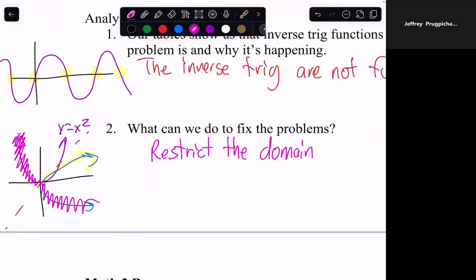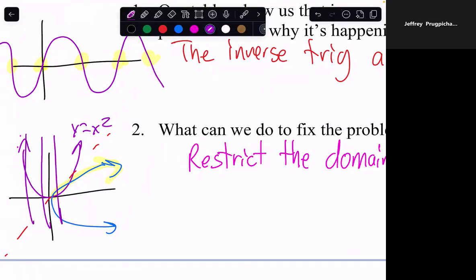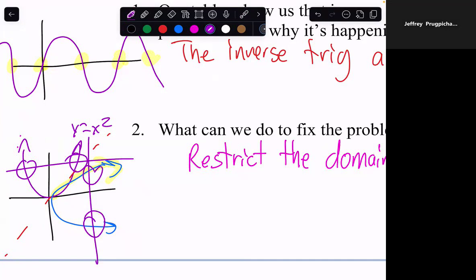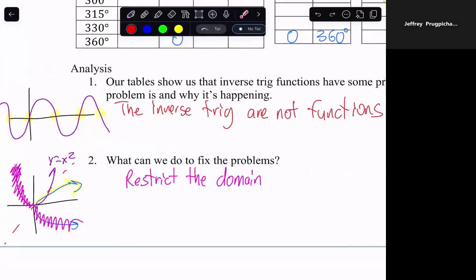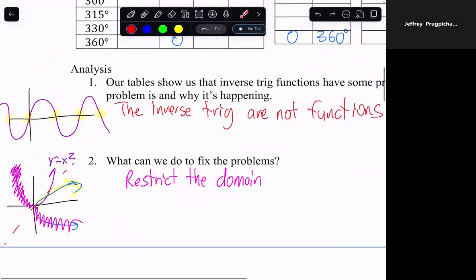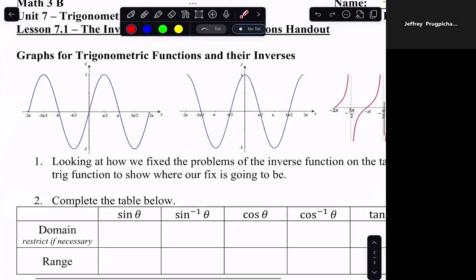Okay, so as a reminder, we had to do this because the original function is a function, it passes the vertical line test, but it fails the horizontal line test. When it fails the horizontal line test, its inverse will not be a function. So that's what we're going to have to do for these trig functions. We're going to have to restrict the domain. Let's go ahead and turn to the second page.